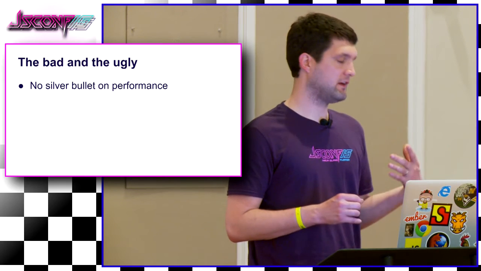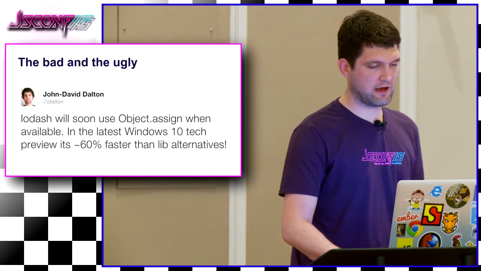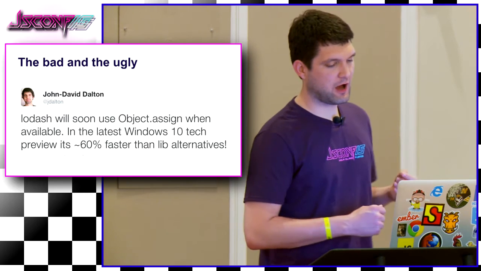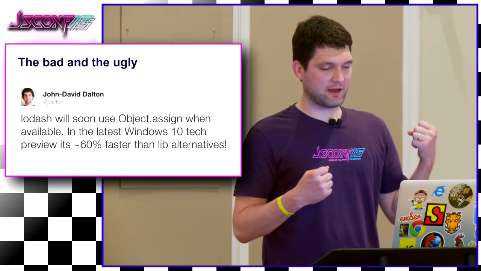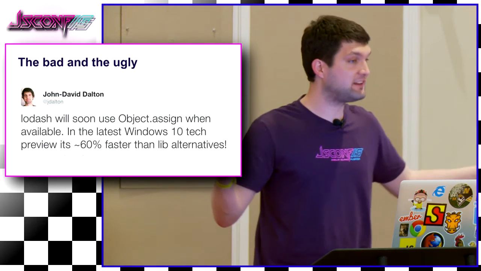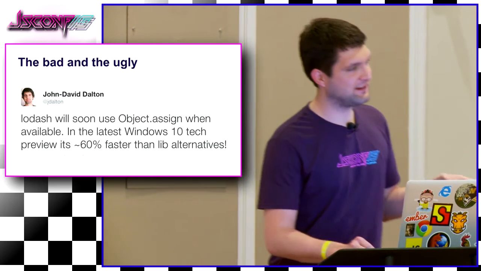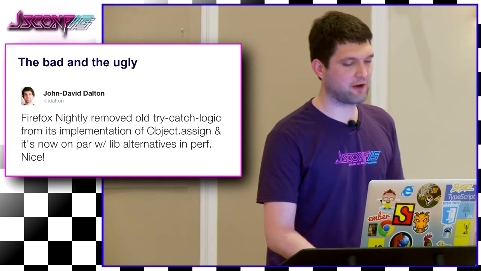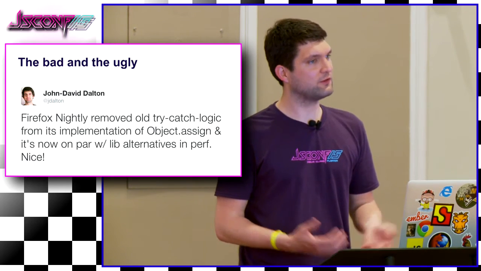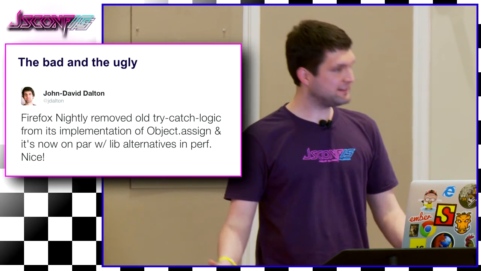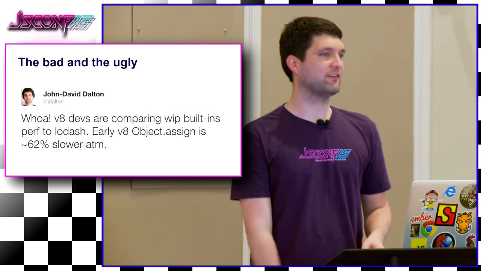But I've noticed that in those cases where you come out of the gate without the performance, here's one. Object.assign. I was very psyched as a library author to use this method. And as soon as it appeared in Windows 10, I tried it out, and yay, we were 60% faster than vanilla JavaScript alternatives. So I was going to use it in Lodash. But then I looked at the other browsers. And Firefox Nightly, hey, they removed their try-catch logic, and Object.assign is on par with JavaScript alternatives. OK, so it's on par or better. That's great. But V8, it's 62% slower than JavaScript alternatives.